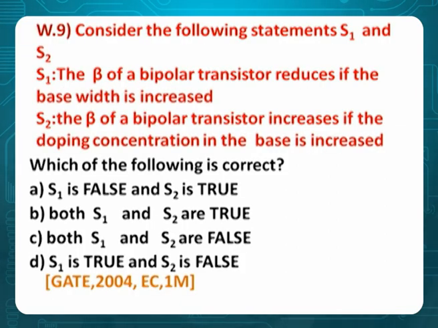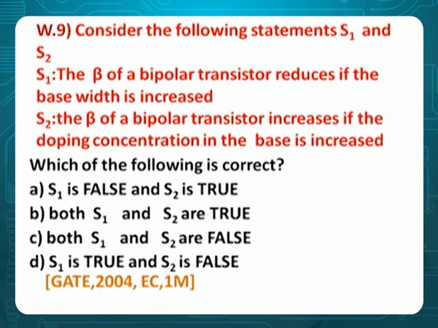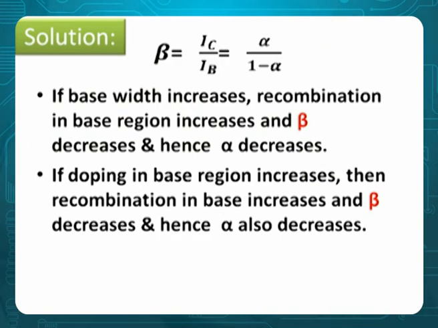9th question. Consider the following statements S1 and S2. Statement 1. The beta of a bipolar transistor reduces if the base width increases. If the base width increases, automatically collector current decreases. If collector current decreases, beta decreases. Statement 2. The beta of a bipolar transistor increases if the doping concentration in the base is increased. If the doping concentration is increased, IC decreases, so beta cannot increase. So you see the true and false here.